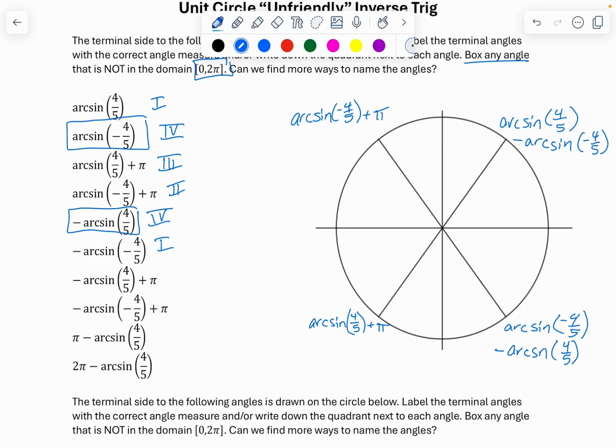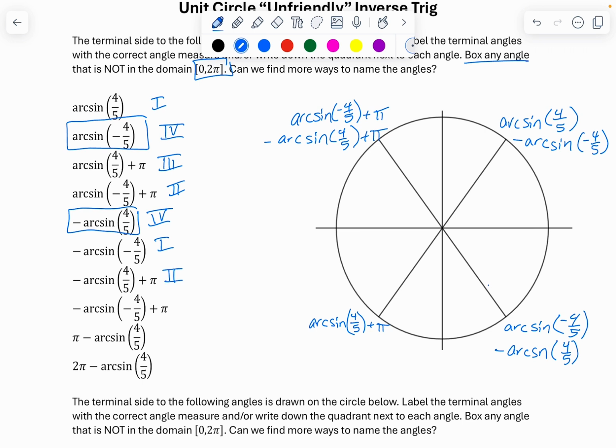The next one, negative arc sine of 4/5. Arc sine of 4/5 is here. Negative takes me down there. I add pi to this, and now I'm over here in the third quadrant. So this is negative arc sine of 4/5 plus pi. Let's get rid of these arrows because they add a lot of clutter. And so this one is in quadrant 2.